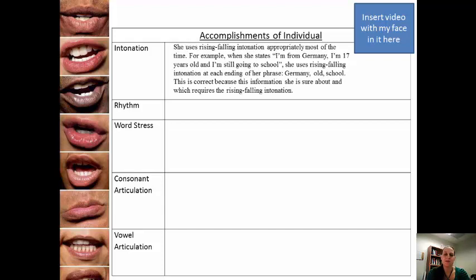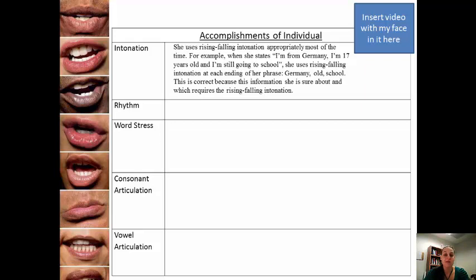She uses rising falling intonation appropriately most of the time. So I've made a judgment there of the extent to which she is able to use intonation correctly. For example, and now I'm listing an example, which is very important because I do want you to list examples and talk through those examples using your terminology.